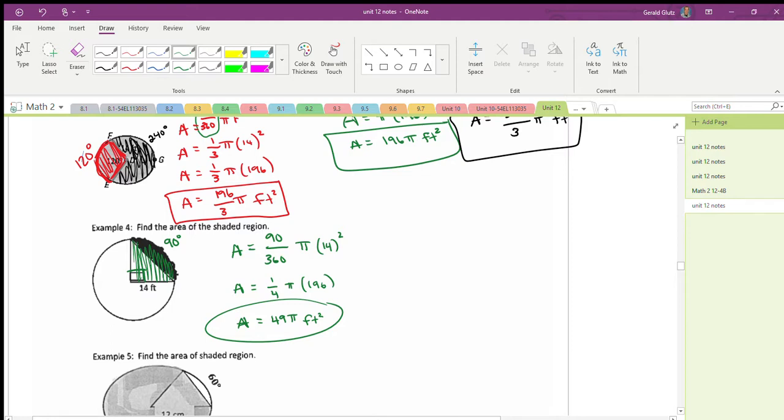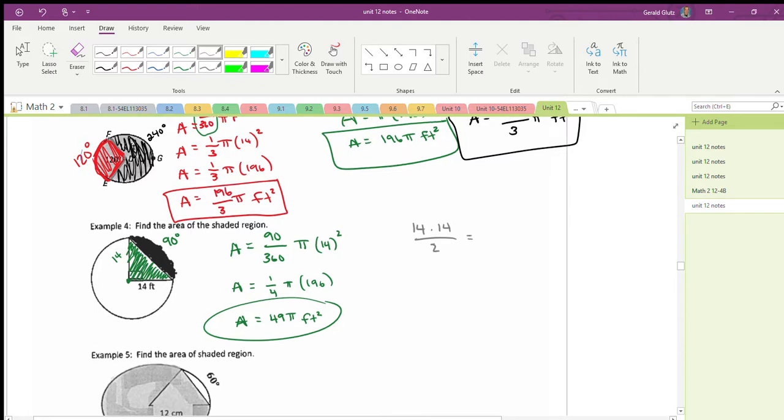But remember, they didn't ask us to find this full green shaded area, just the black part. So if I only want to find the black part that's shaded, if I take out this triangle, that will leave only the black shaded part. So this is 14, this is also 14 because each one of these is a radius. A radius in the same circle is always going to be the same no matter where it's going. So it's just a triangle. To find the area of a triangle, base times height divided by 2. So that would be 98.